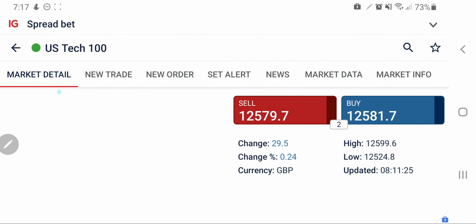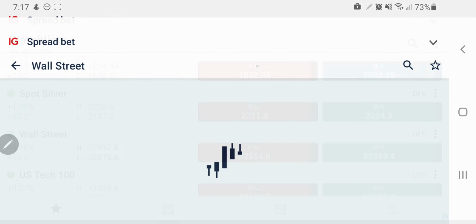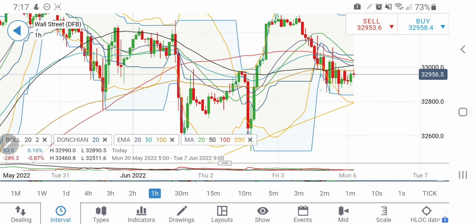Now let's have a look at US30. Now look at US30, lower lows in a few candles. It has got the consolidation here at 32,900. With that as support, it is trying to rise, and this candle is trying to break out on the upside.